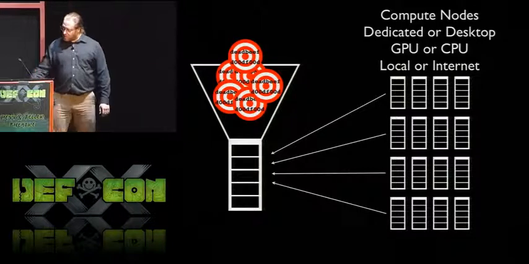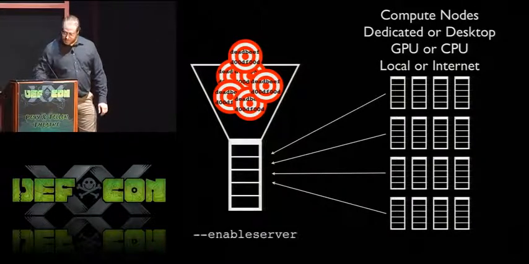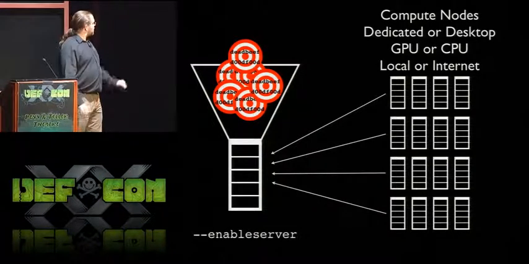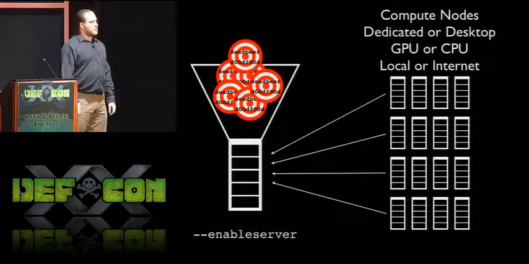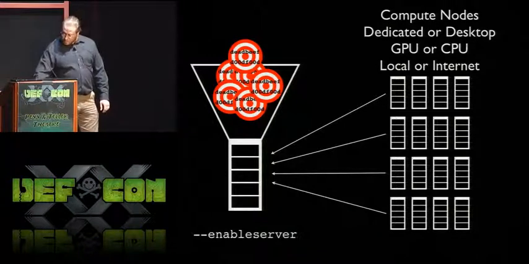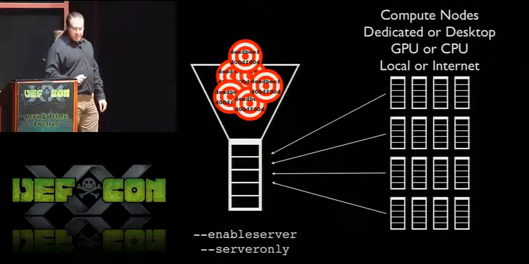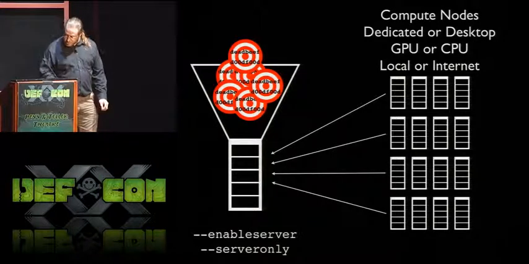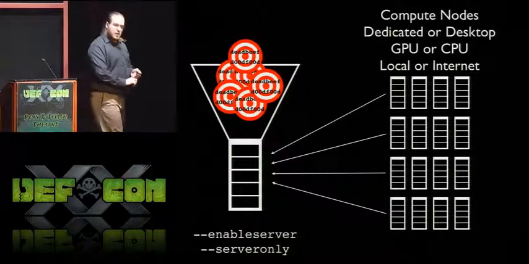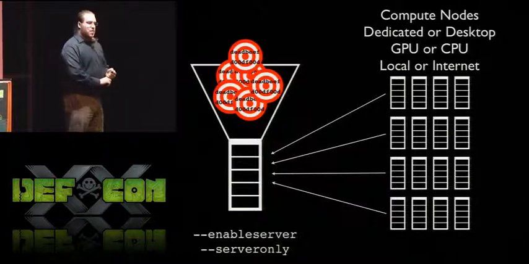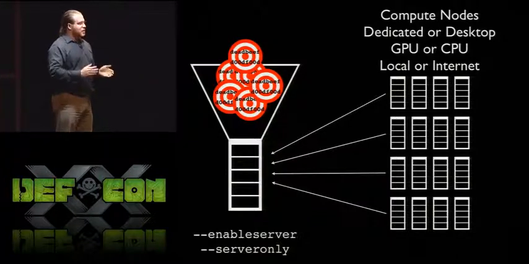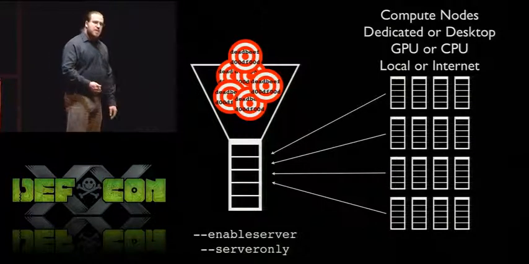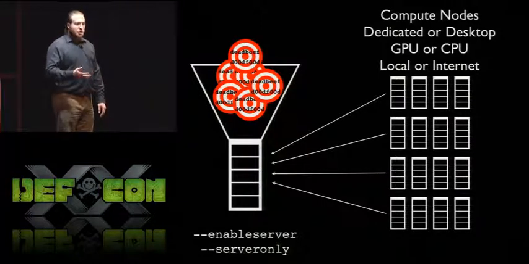So for my multi-forcer, to enable the server, you simply pass the enable server flag. And you're probably not going to be able to see these because they are below the edge of the screen, but I also support a server-only flag, which is running the server without any compute devices attached to it. The reason that I add this is because, unfortunately, video card processing is still in its infancy.